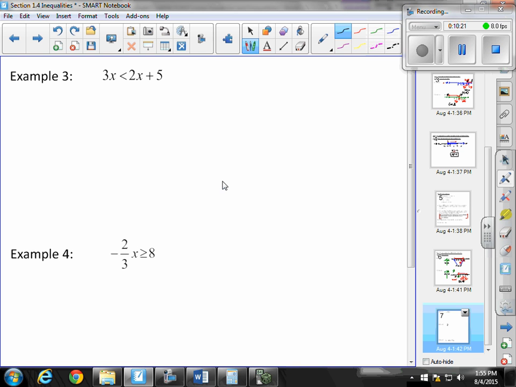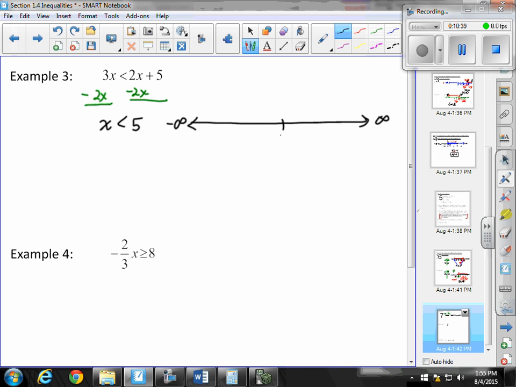3x is less than 2x plus 5. Again, starting with my addition principle, I'm going to subtract 2x from each side of my inequality, leaving me with x is less than 5. Graph it. Identify your endpoint, which is 5. Is 0 less than 5? Yes. Then we're going to shade to the right. Sorry, shade to the left. No equal to part, we use a parenthesis. So we're going from parenthesis -infinity to 5 with a parenthesis.